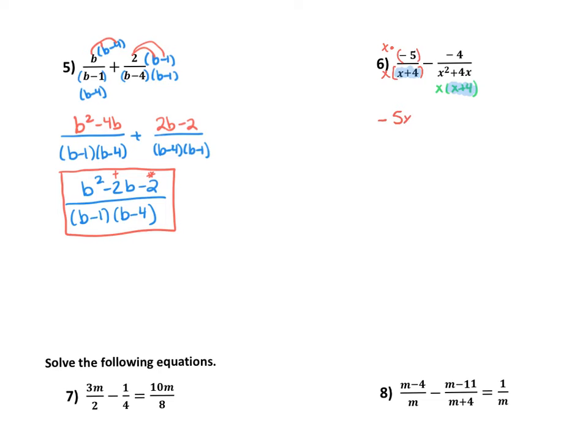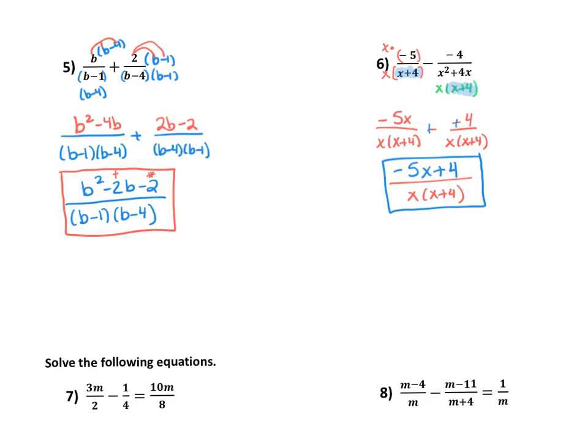So on the left, I'm going to have negative 5x over x times x plus 4. And my right will stay the same. Now that I have two fractions with the same denominator, I'm going to combine them to become one fraction. So I'm going to have negative 5x minus negative 4x, which will become negative 5 minus negative 4, which will be negative 5x plus 4. And again, the top does not factor, so we cannot simplify this anymore.